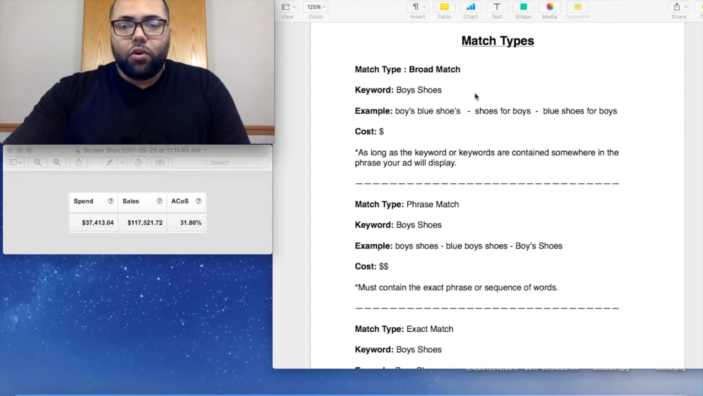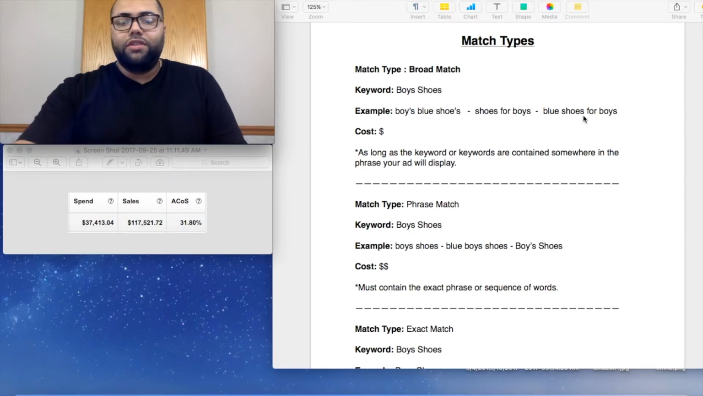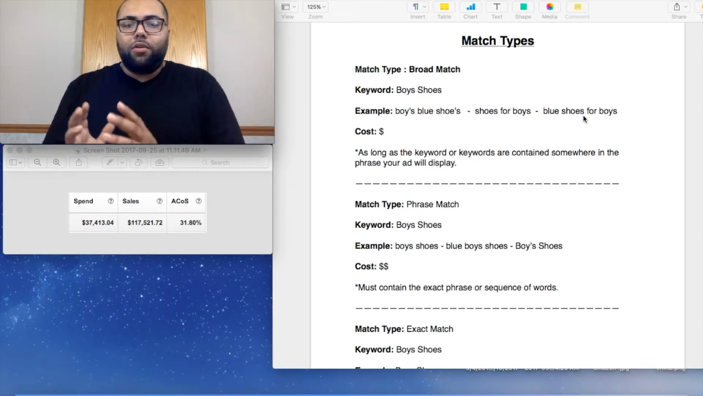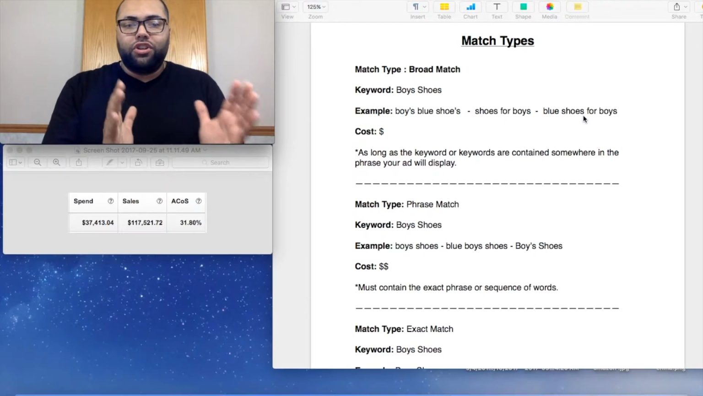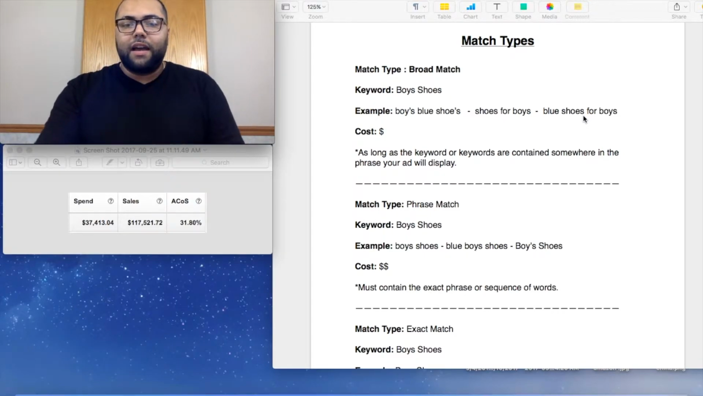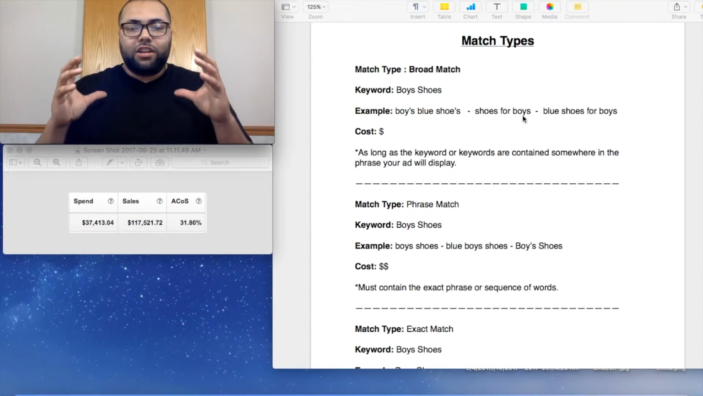I have an example here: boys blue shoes, shoes for boys, or blue shoes for boys. You can see that the keyword is mixed up. It's not combined together and not in a sequence. Boys shoes is not directly side by side. In the first one, boys is in the front and shoes is at the end. Here you can see shoes in the front and boys at the end, so it is not in sequential order.